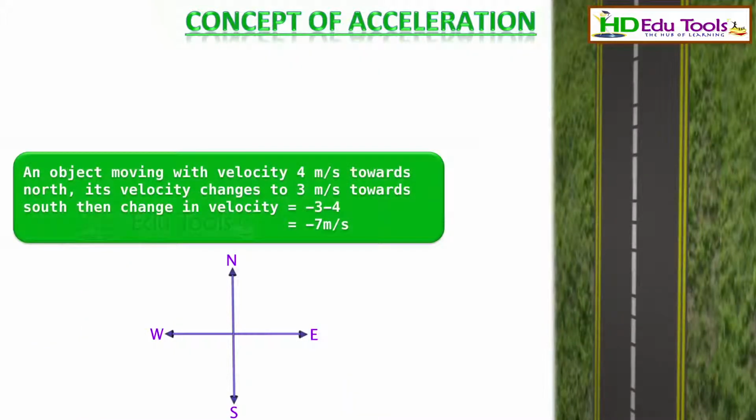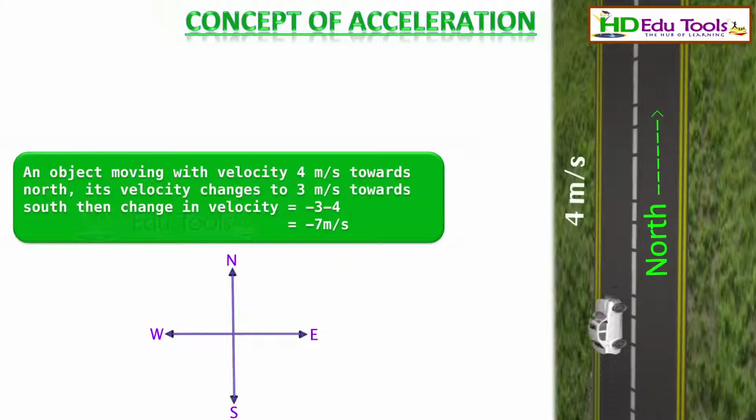And we take another one. An object moving with velocity 4 meters per second towards north, its velocity changes to 3 meter per second towards south. Then what is change in velocity? Here also we are taking north positive, south negative.